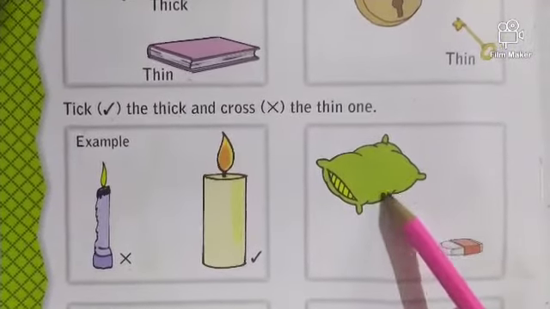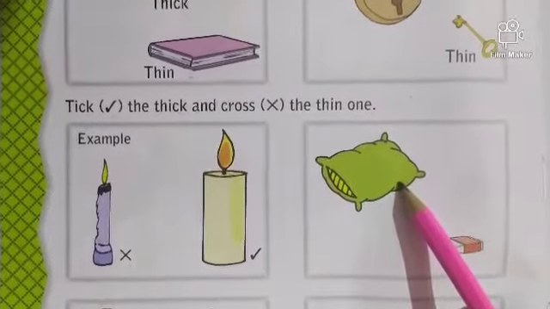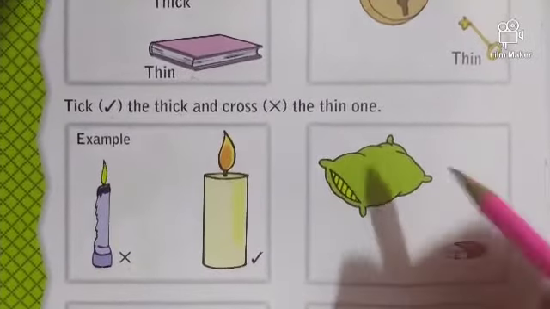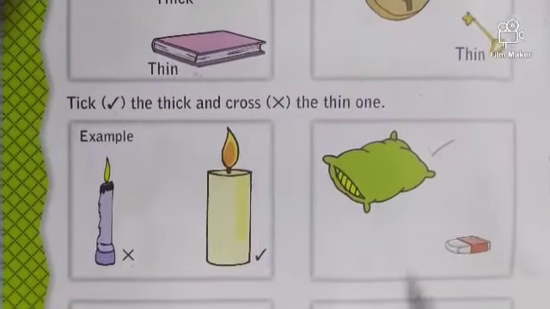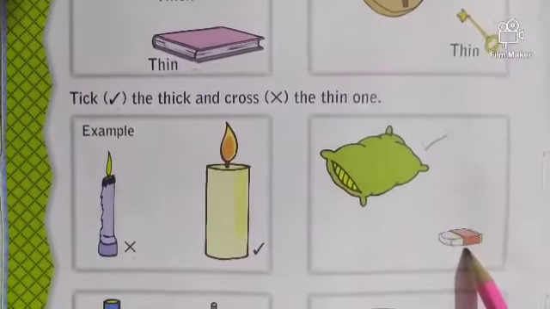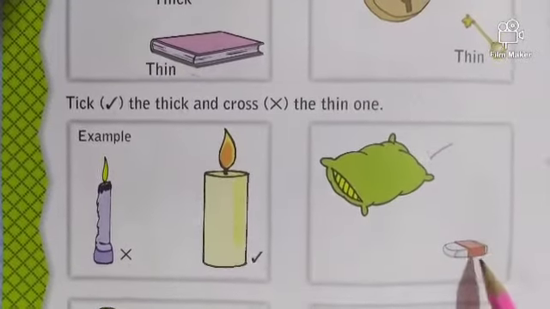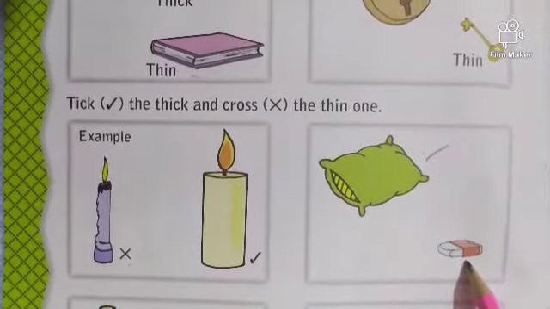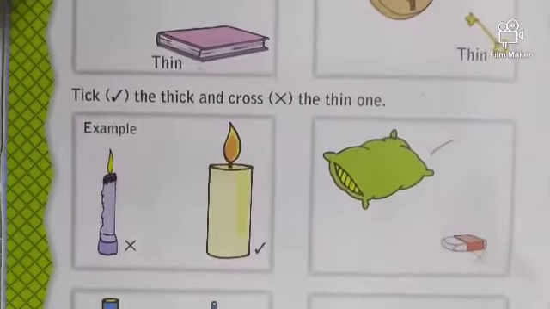Similarly, pillow is thick or thin? Tell me. Yes, pillow is thick. So, put a right tick. And this is what? This is an eraser. Eraser is thick or thin? Eraser is thin. So, cross out.